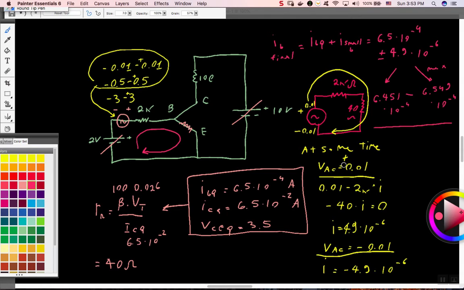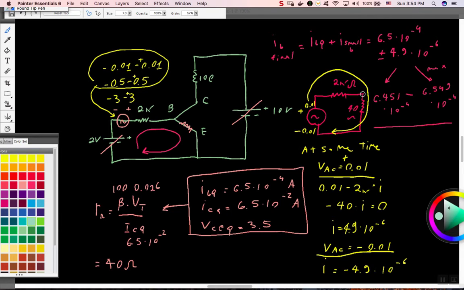Now, usually we assume that VBE is 0.7, and that's okay. That assumption still holds. But let's say we want to see how the small signal affects VBE. We can ignore that effect and just say VBE is 0.7 because the transistor is still active. But let's say we want to be very careful and see how the small signal affects VBE. Now remember that we replaced VBE with a resistor, the 40 ohm resistor.